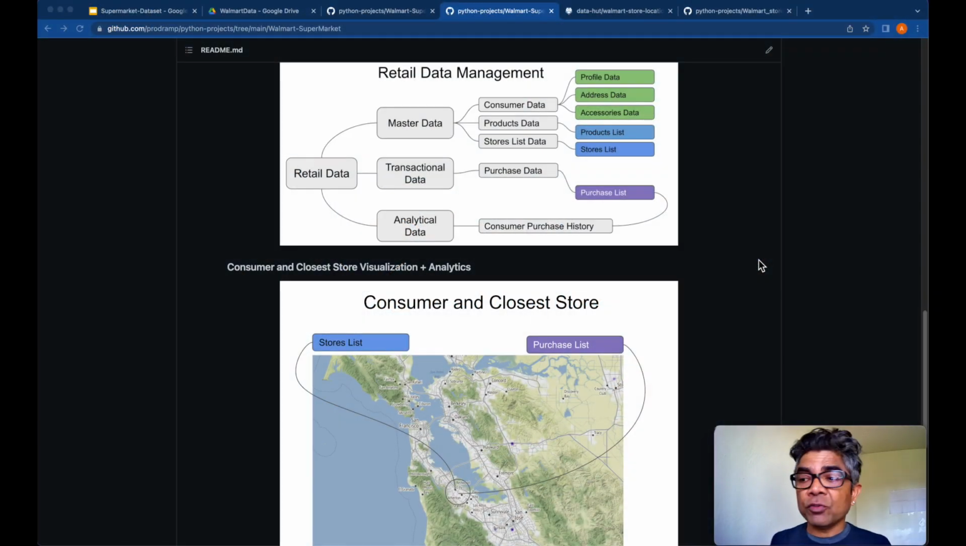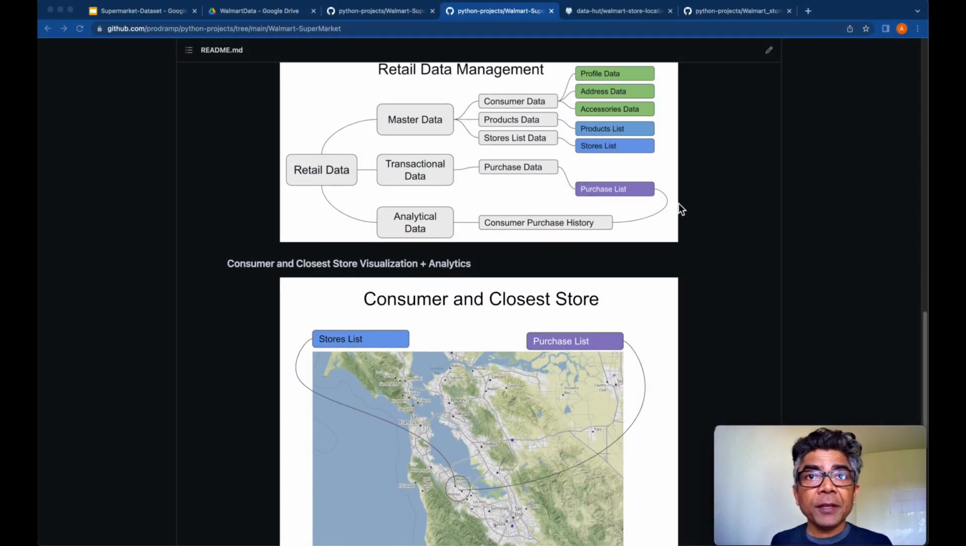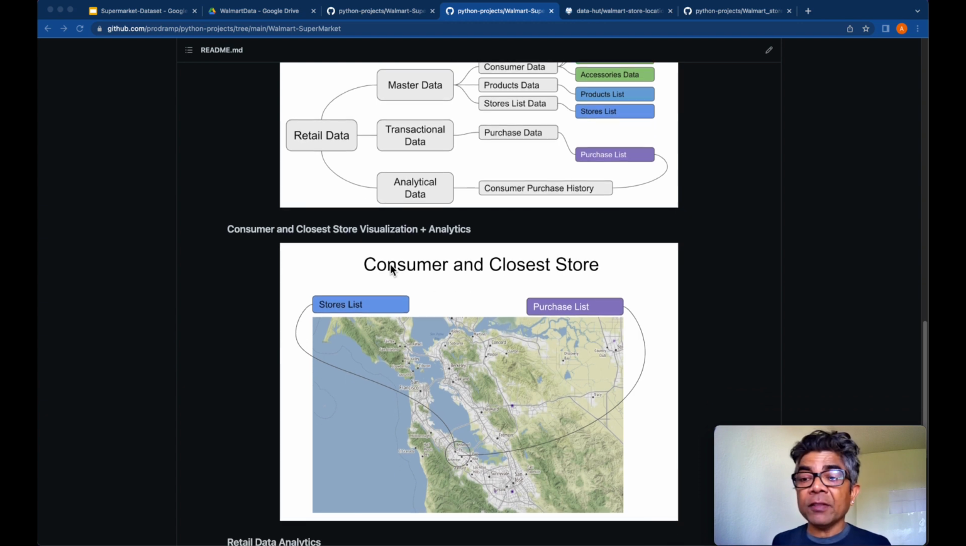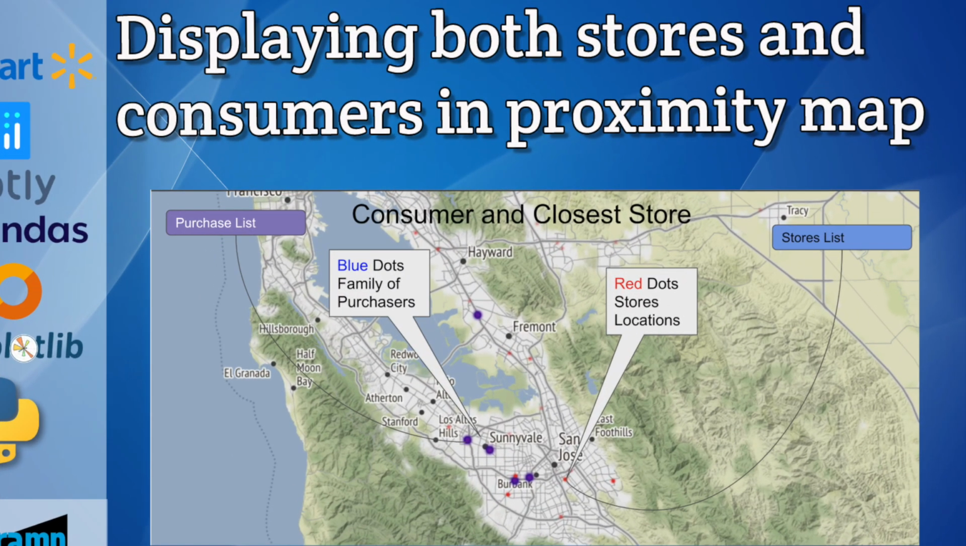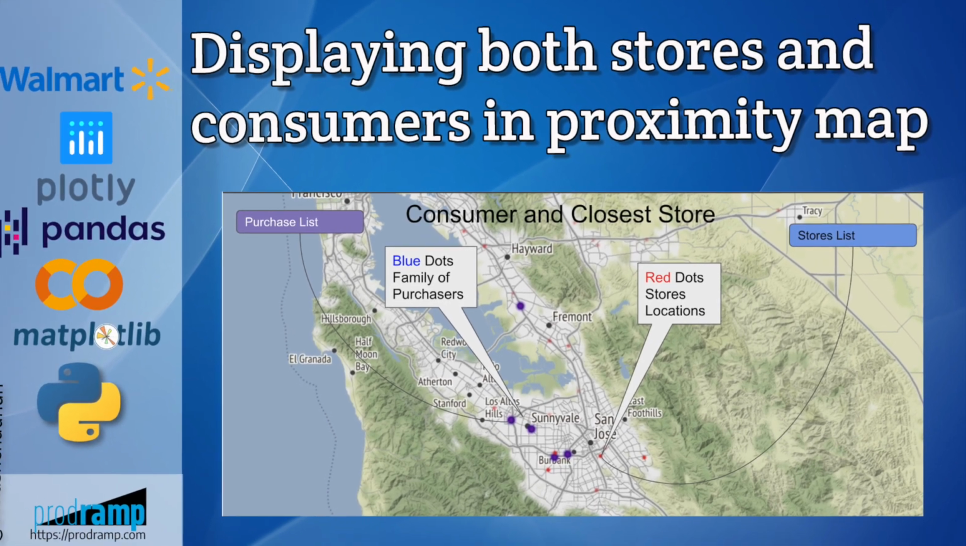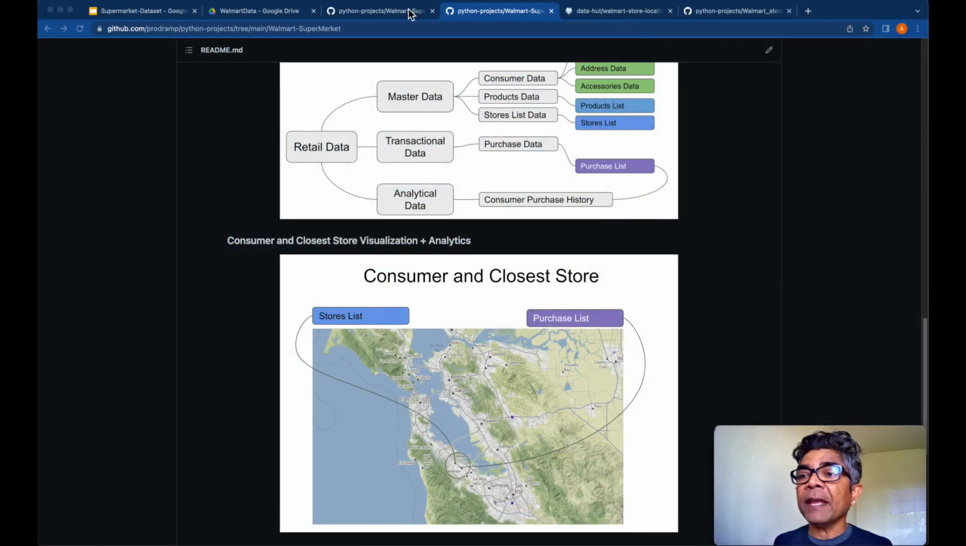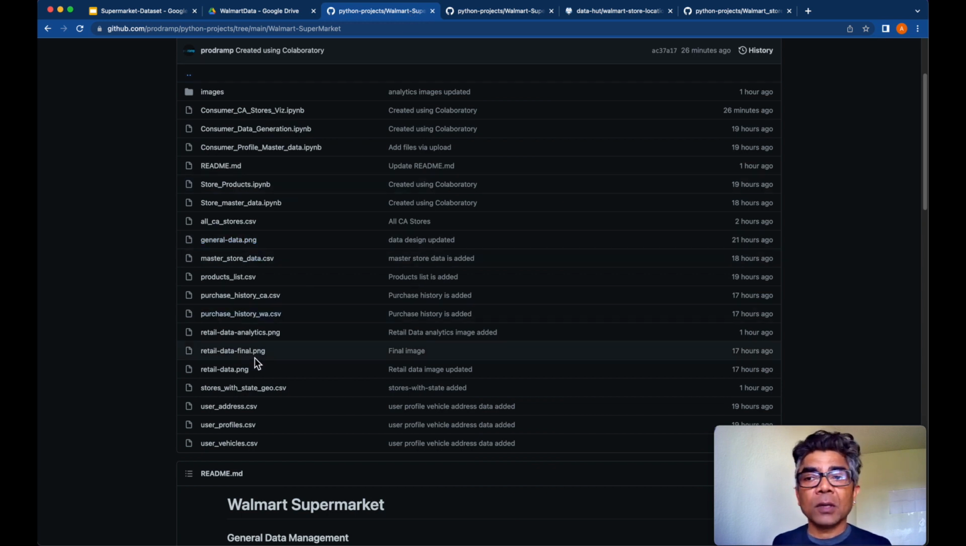So after we have generated our purchase history, now we can create the consumer location as well as the store location, because using the purchase history we have the information on which family bought from which store ID, and then we can use the store ID information from the store list master data to understand which store belongs to which particular location in which state. So all the data we already have stored in our GitHub repo.